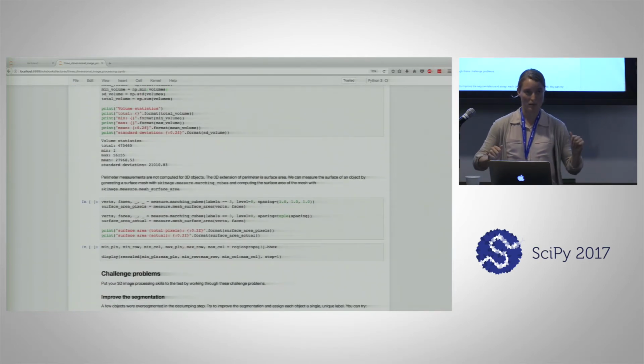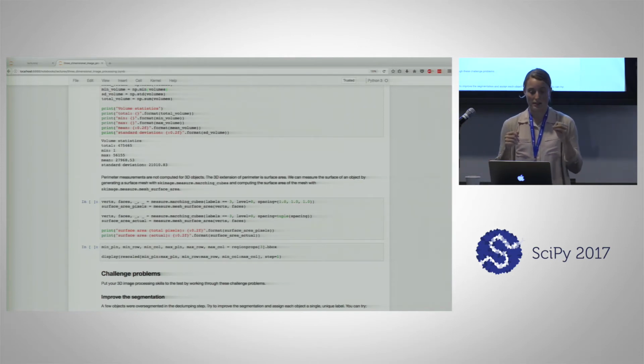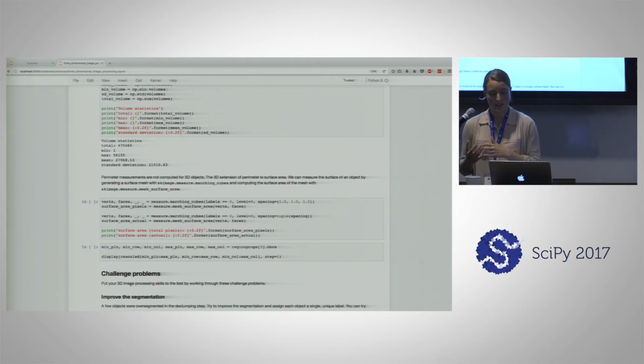But we can compute the perimeter by generating a mesh and then computing the surface area of that mesh. There are two functions for doing this within the measure module. One is marching cubes, which generates the vertices and the faces of our mesh. And the second one is mesh surface area, which uses those verts and faces to compute the surface area.